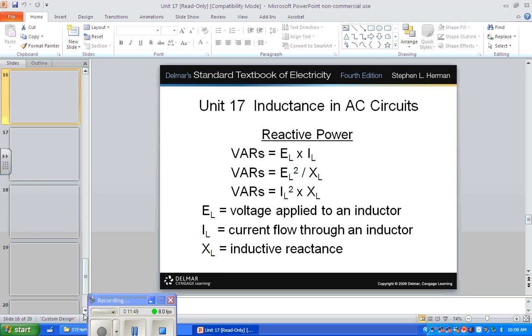Okay, and then you can add up VARs because VARs is power. Power is always additive. So when you get into a complex problem where you can't figure it out, go to power. Power is always additive, remember? Except apparent power. But true power, and probably VARs, are always additive.